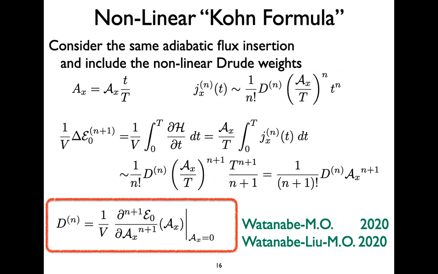Now I can use the same trick, because the current operator is always given by the derivative of the Hamiltonian with respect to the vector potential, and the vector potential is proportional to time. So I can identify the current with the time derivative of the Hamiltonian.